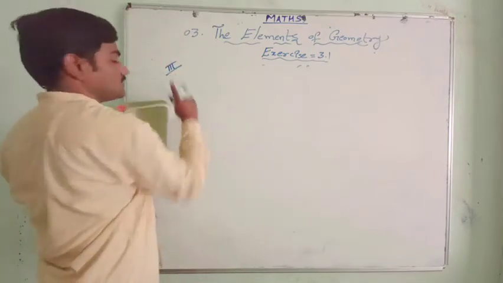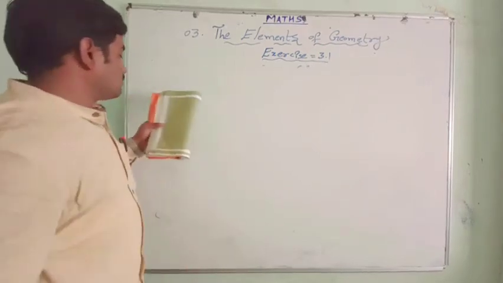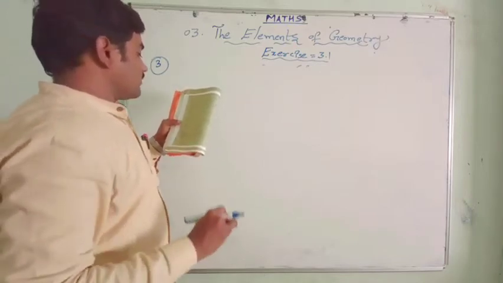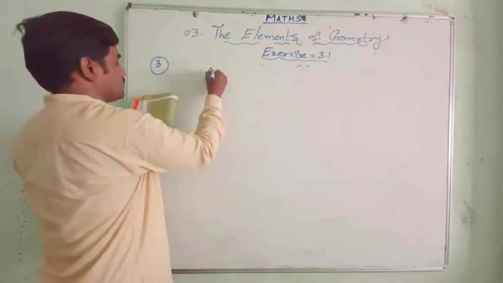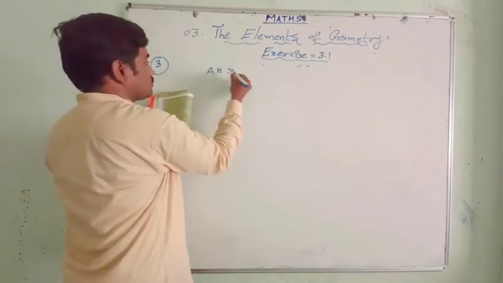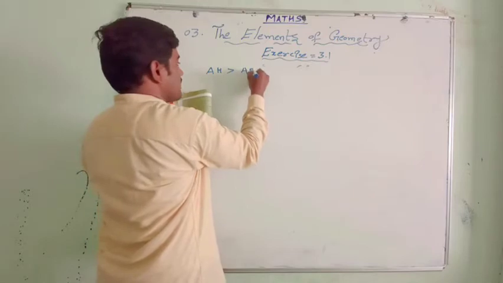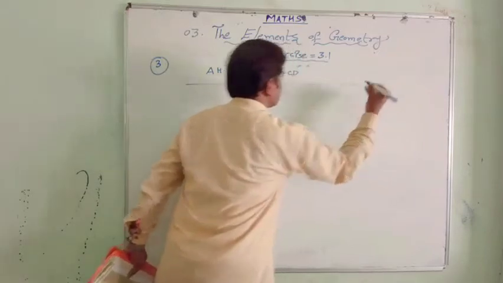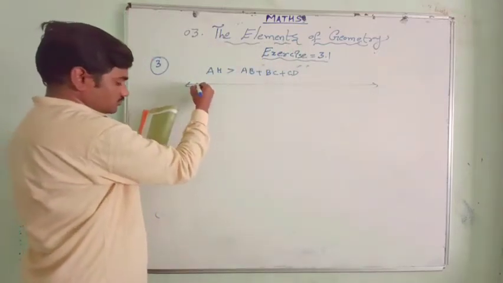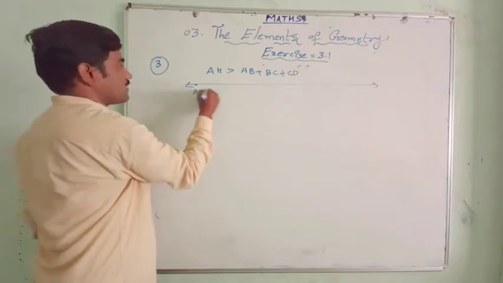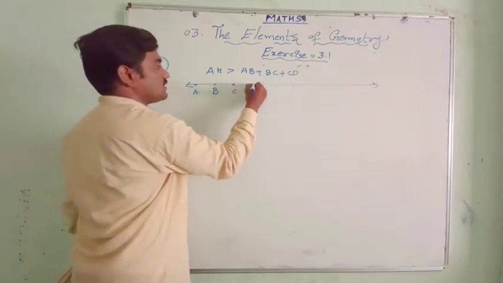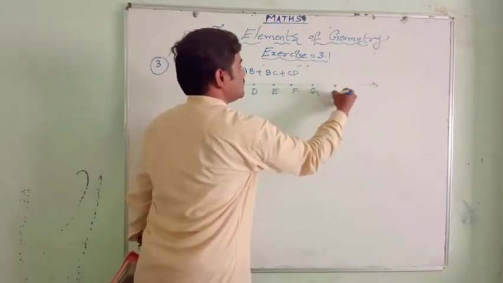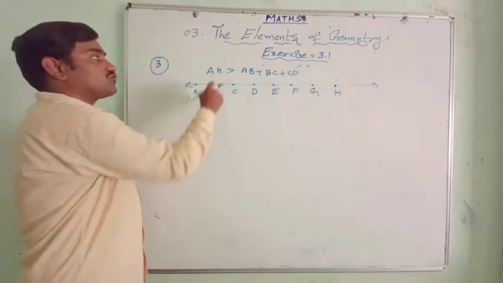Now the third question. In the figure given below, show that AH is equal to AB plus BC plus CD. I will also draw the figure here. So this is the figure: A, B, C, D, E, F, G, and H. He has given this and we have to prove this.